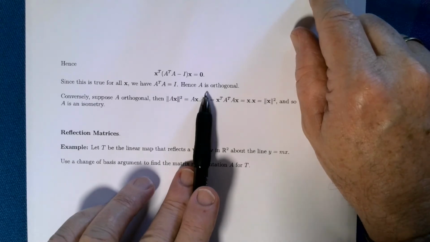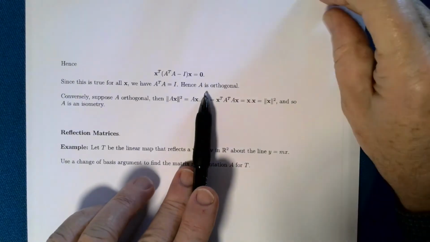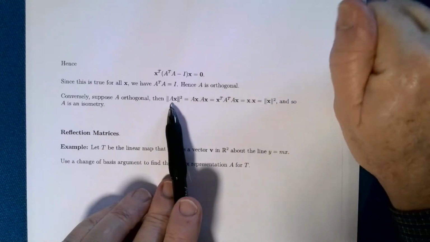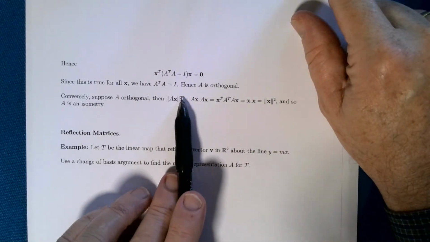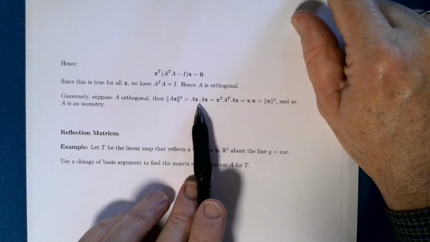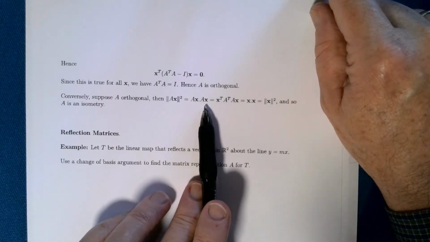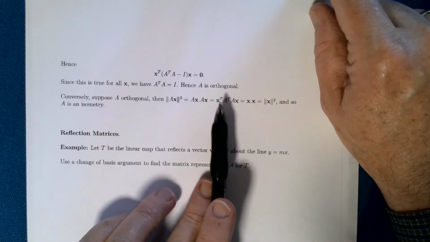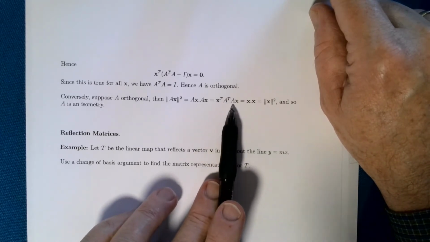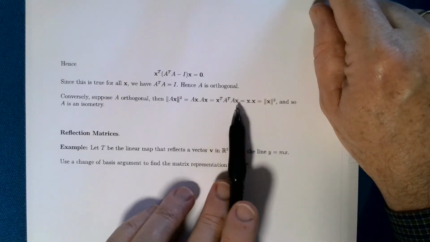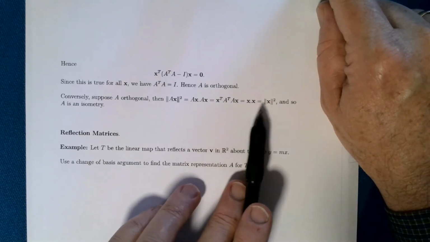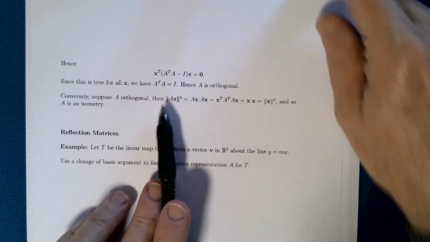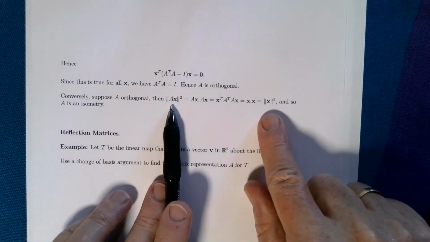The converse is much easier. If A is orthogonal, then we simply calculate the length of Ax squared. So that's Ax dotted with Ax, and we can again write this as (Ax) transpose Ax, and expanding out the transpose gives us this. But of course A is orthogonal, so A transpose A is the identity, so that just gives me x transpose x, which is x dot x, and that's the length of x squared, and then taking the square root across here gives us the fact that A is an isometry.